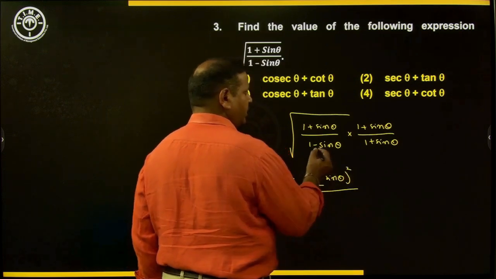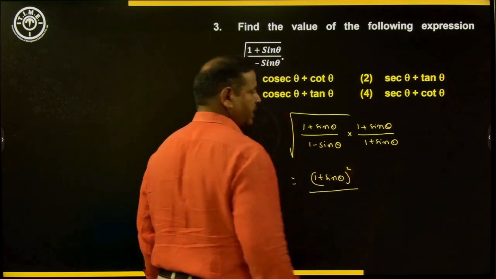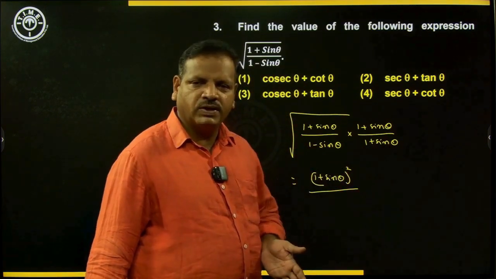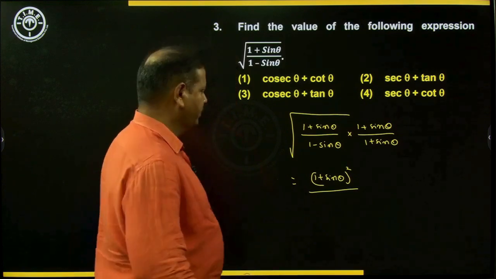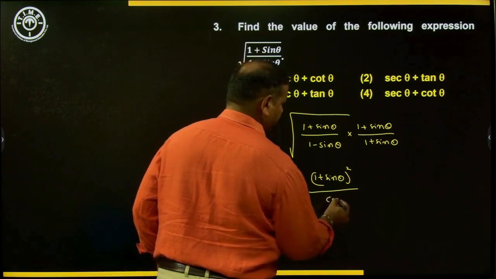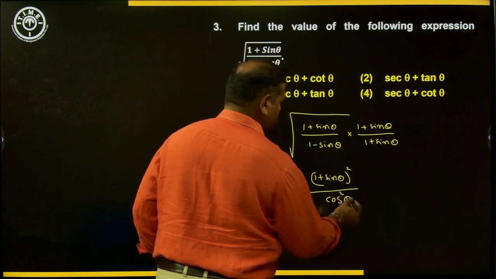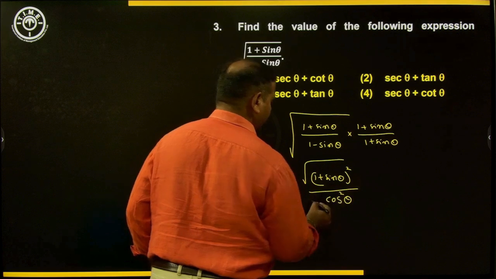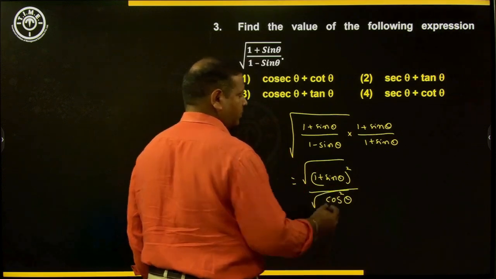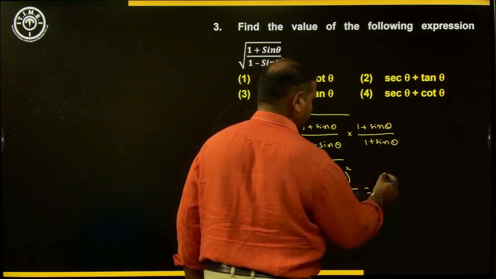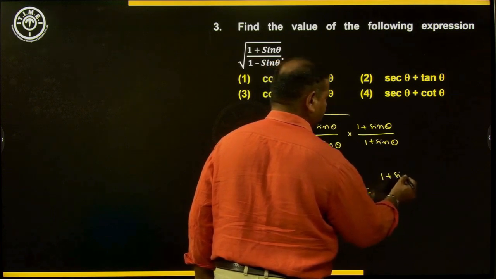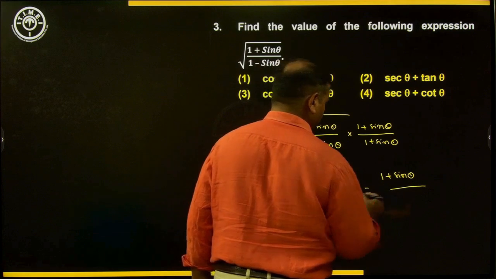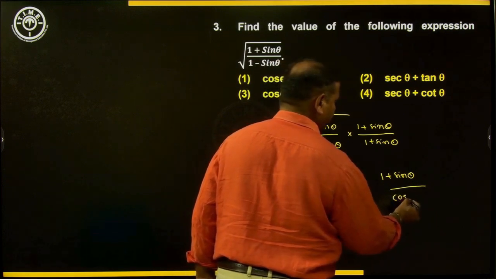What about the denominator? 1 minus sin into 1 plus sin, like a minus b into a plus b, 1 minus sin square theta, which is nothing but cos square theta. The root is for the whole, so I am taking it separately. The numerator you get 1 plus sin theta, square and square root cancel. 1 plus sin by root cos square theta, nothing but simply cos theta.